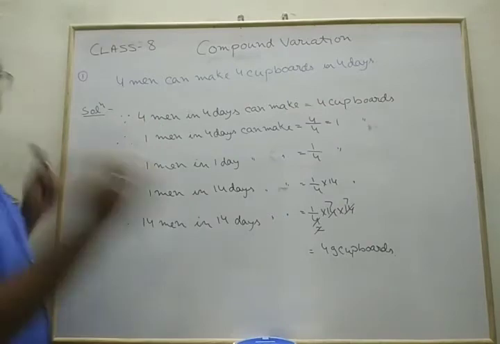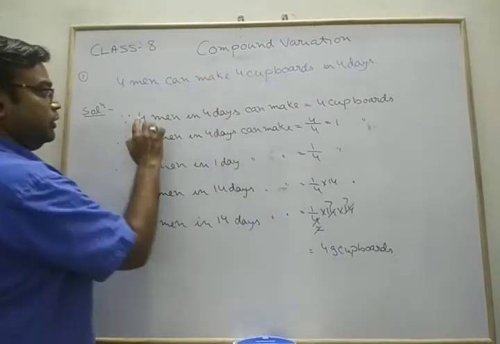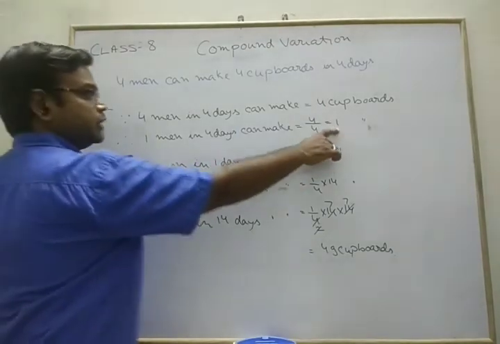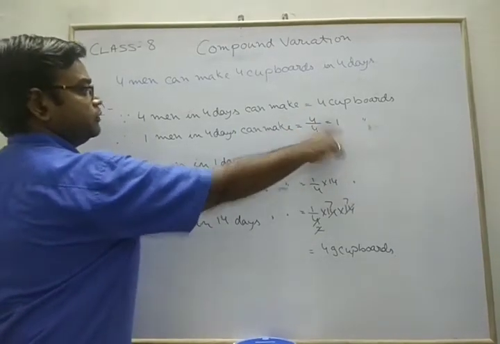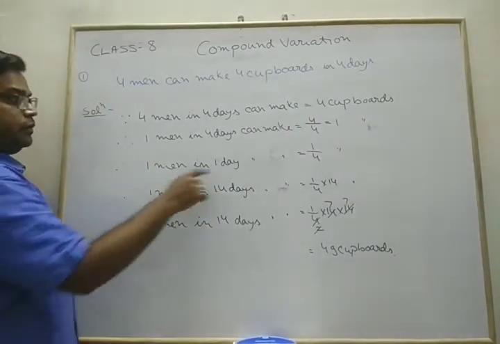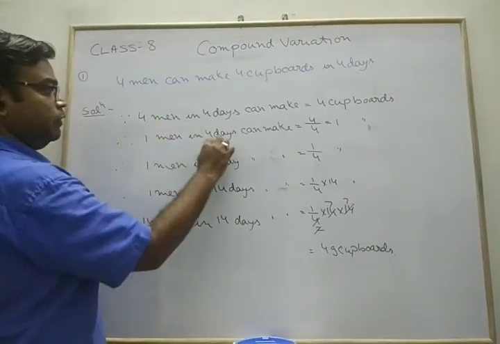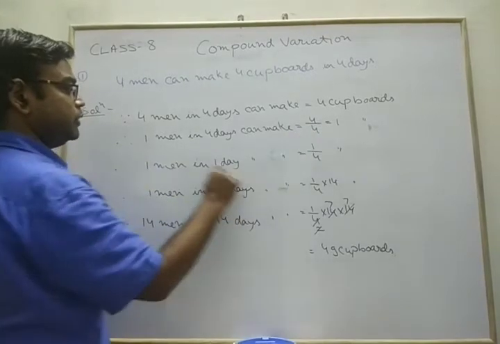How do we find it? We had this: 4 men make 4 cupboards. Fewer men, fewer cupboards. Division is there, and it's 1. 1 man in 1 day makes 1. So this time the constant is 4 days, 1 cupboard. Fewer days, fewer cupboards.